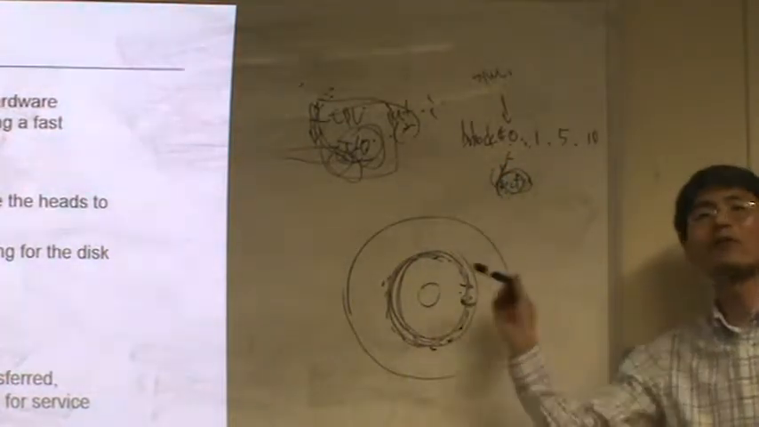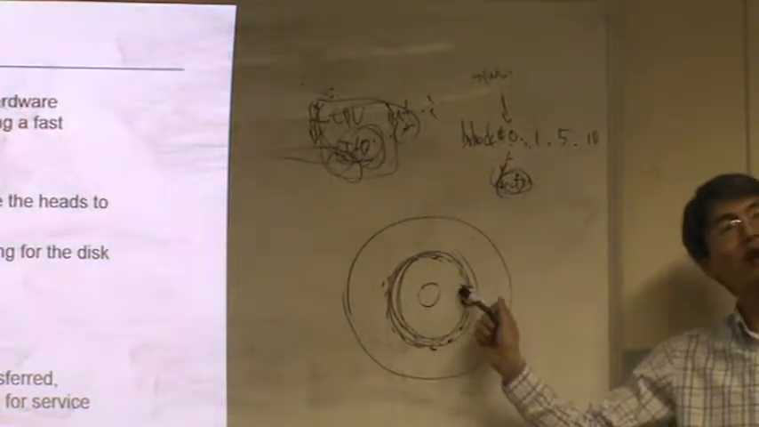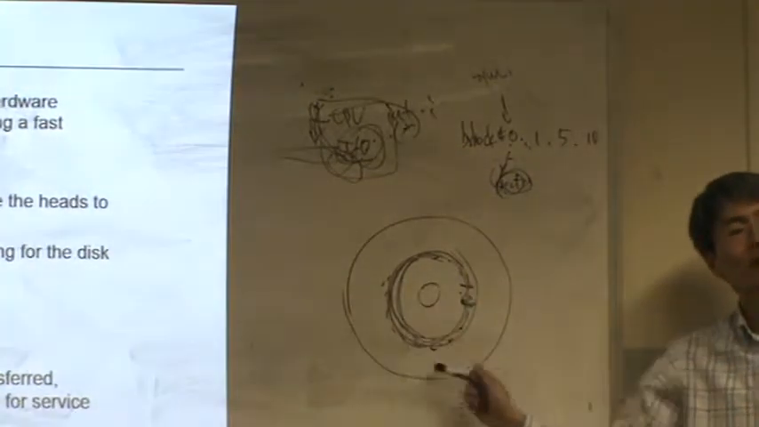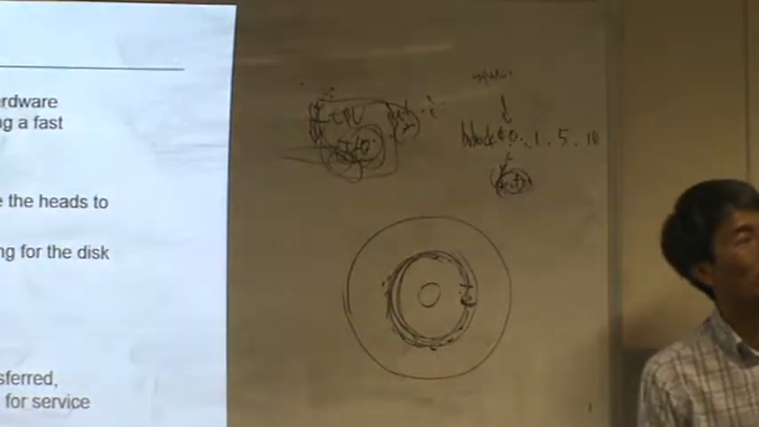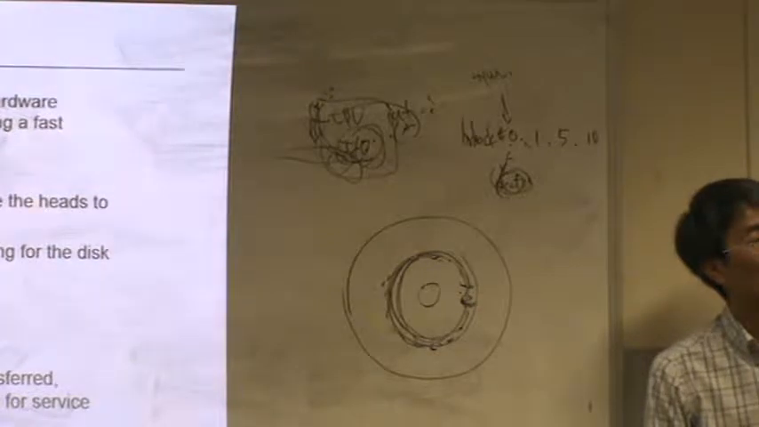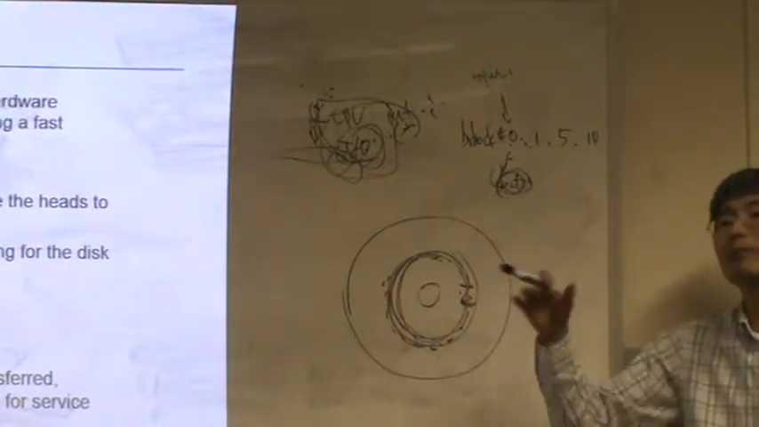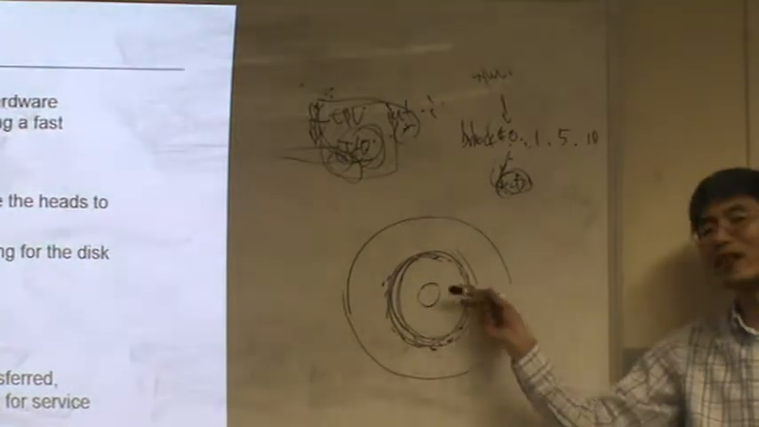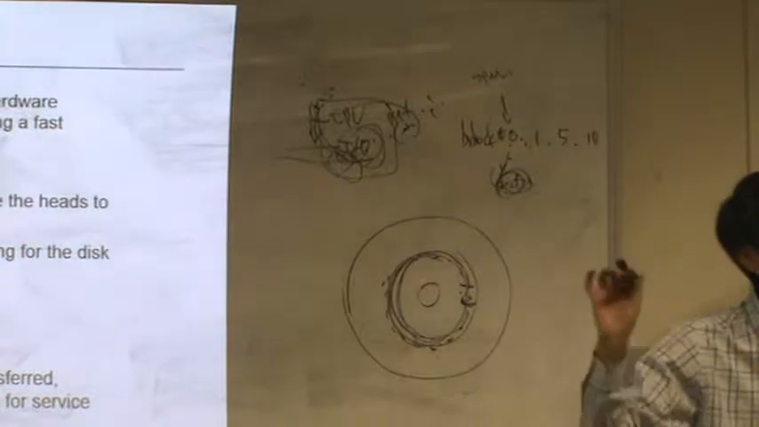Rotating and moving forward and backward. So 7,500 per minute means how many rotations per second? More than 100, right? So 100 rotations per second. And this one, moving forward and backward, should be slower than this.